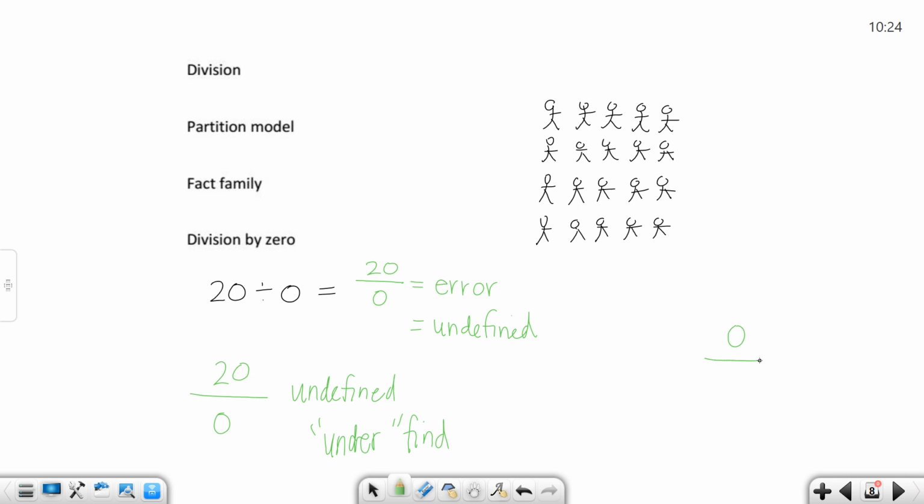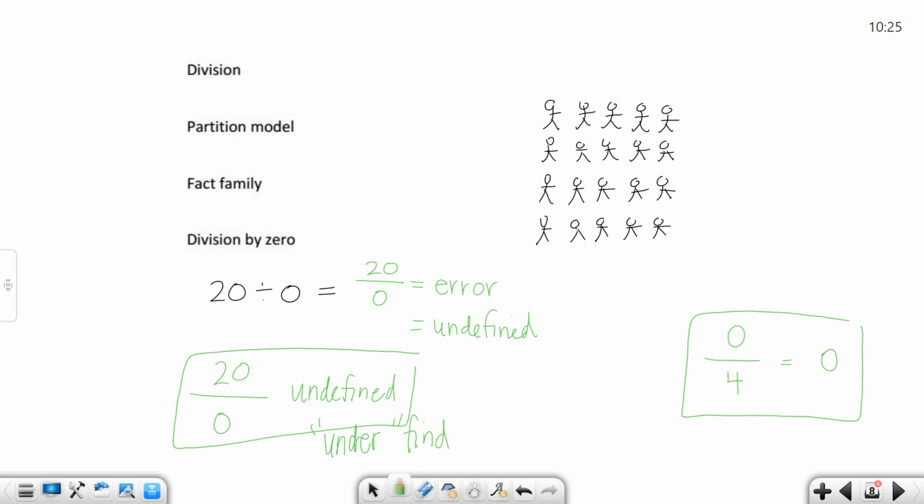Now, if 0's in the top, you can divide all day long. 0 divided by 4 would just be the number 0, because you can't divide a number into 0. So this answer is 0. So if 0's in the top, you're going to get an answer of 0. But if 0's in the bottom, you're going to get an answer of undefined.